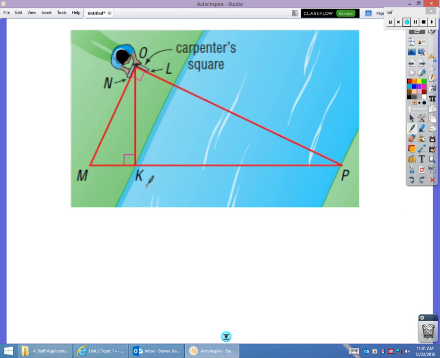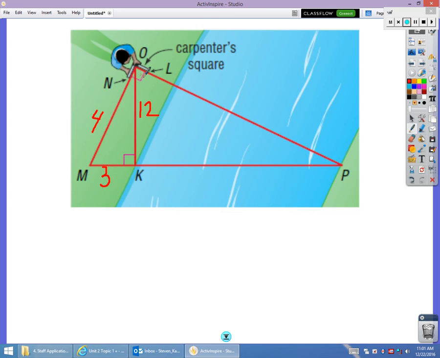So here's another example where you might not be able to measure all the way across let's say a river, but you could measure from M to K and make it, say it's 3 meters, miles, whatever. And you could measure from here to here, which is 4. And you would be able to measure down to here. We'll make that, say, 12.